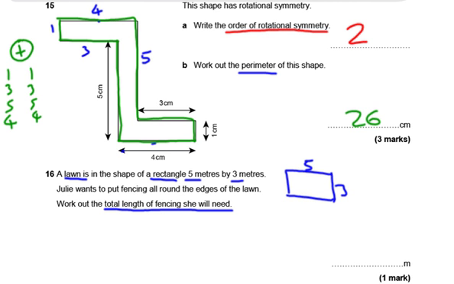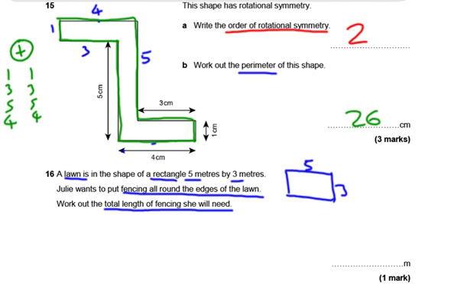So it's a wordy question with no diagram. This is where they're testing if you can apply your knowledge. So I'd read the question a couple of times to make sure you fully get it. We've got a lawn in the shape of a rectangle, 5 by 3. Julie wants to put fencing all around the edges of the lawn. Work out the total length of fencing she'll need.